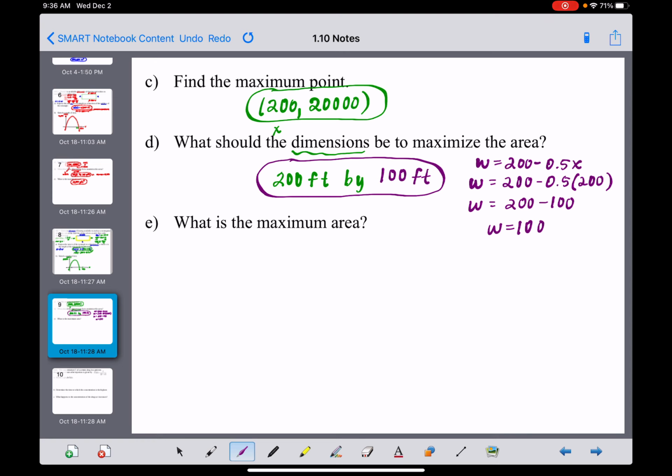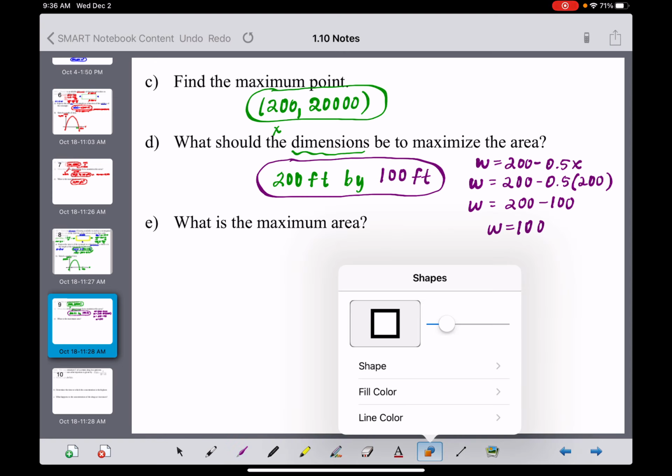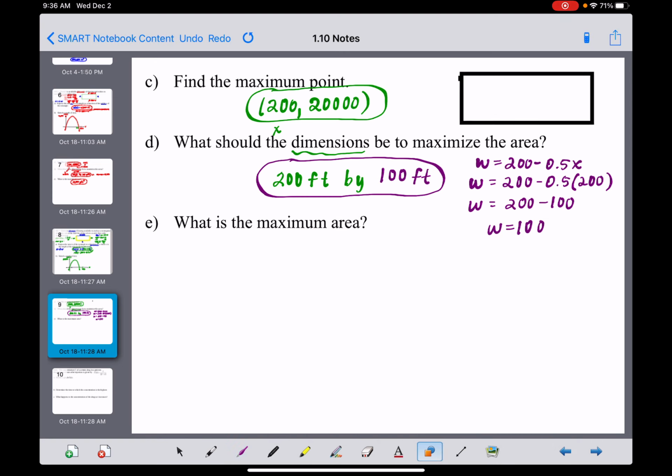So again, if we think about that rectangle, I'm going to draw a picture of it again. So remember, this was the side on the river. So this would be 200, that was my length, 200 feet. My width is 100 feet apiece. And notice that that adds up to 400. Just like the last one was 100 all the way around, and 100 all the way around would add up to 400 as well.